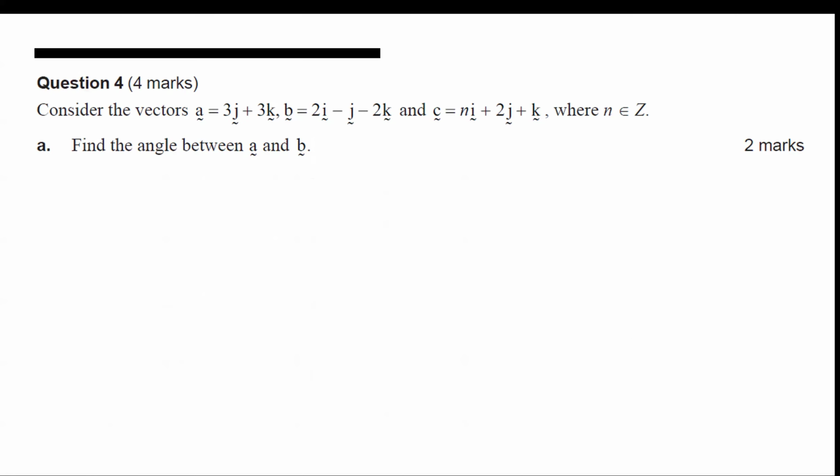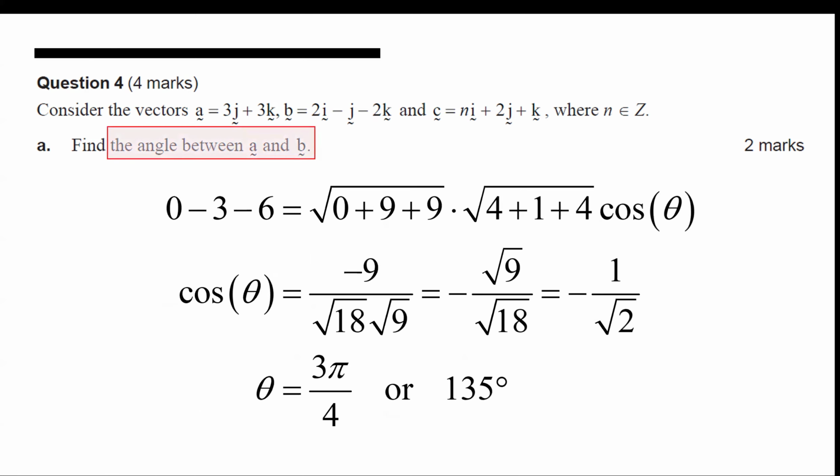Question 4. Consider the vectors A, B, and C. First, we want to find the angle between A and B. You can use a dot product if you want the angle between two vectors. Where do I get 0, -3, -6 from? Well, vector A does not have an i component, and therefore it's 0i, 3j, 3k.